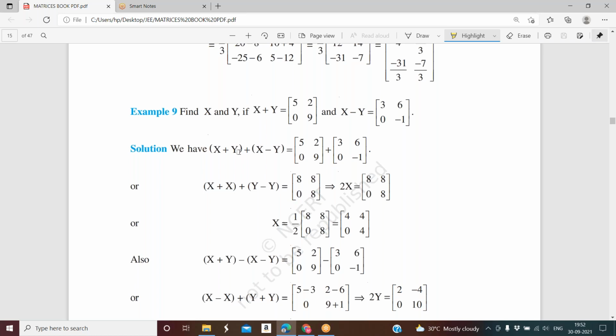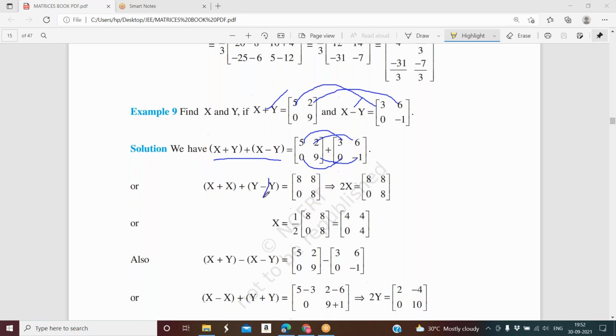Okay, I am going to add these two matrices, x plus y and x minus y. These two matrices are given to you. We have to find x and y. I am going to add these two matrices. x plus y plus x minus y in the left hand side. So in the right hand side, what will you get? 5 plus 3, 2 plus 6, 0 plus 0, 9 minus 1. It gives 8, 8, 0, 8. Here the diagonals are 8 and 8.